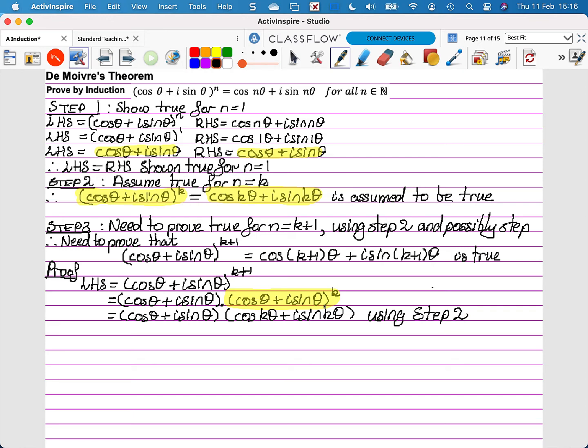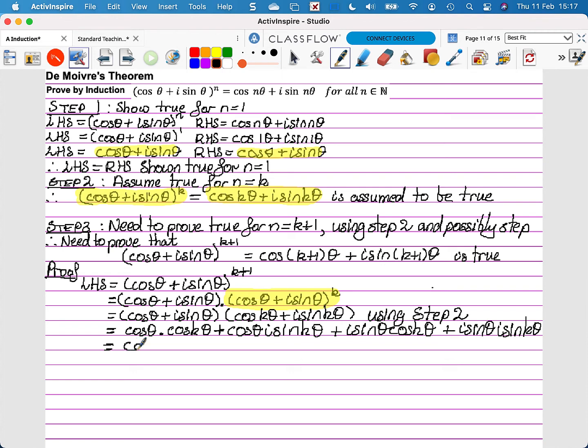We're now going to multiply these brackets out, not doing anything fancy, just multiplying. So we've got cos theta multiplied by cos k theta. And then we're going to have a plus on a plus, so it's a plus cos theta on I sine k theta. And then plus I sine theta on cos k theta. And then plus I sine theta on I sine k theta.